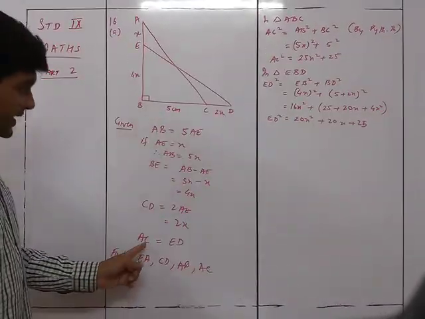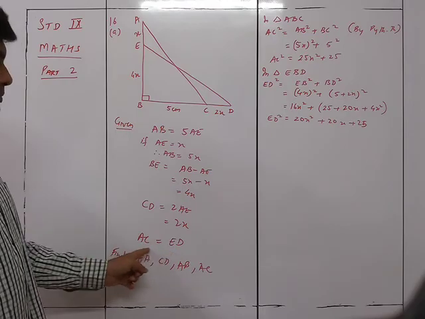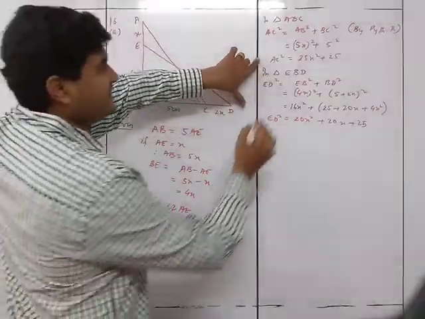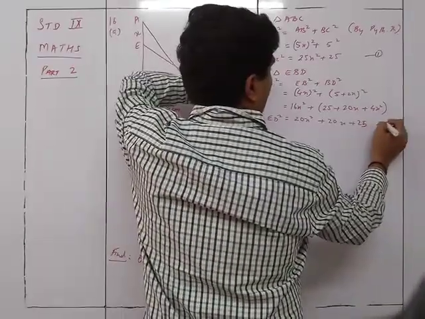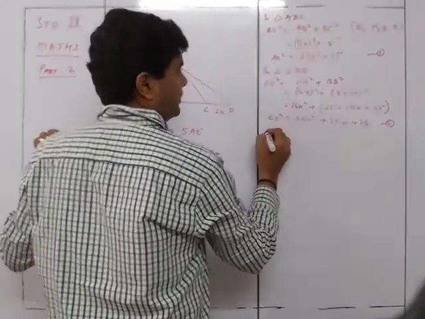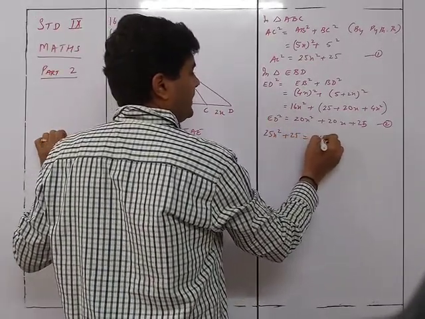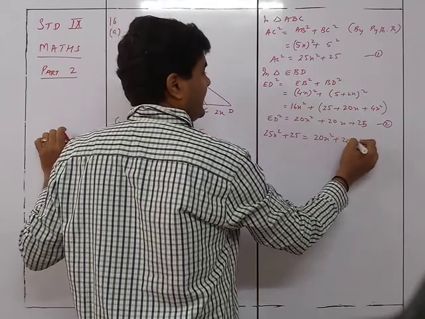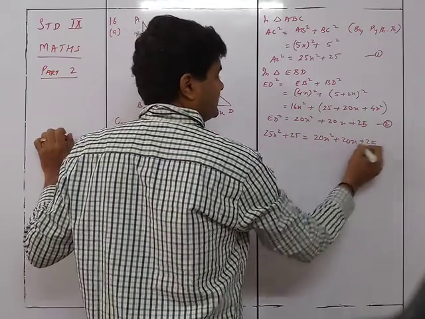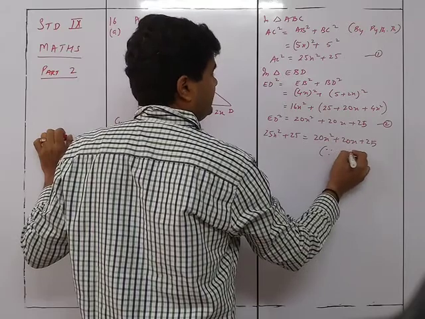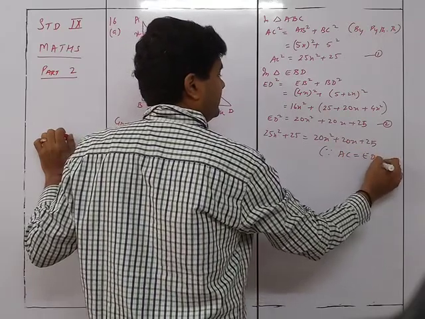But it is given that AC and ED are the same. So this and this are the same. So 1 and 2 will tell me that 25x square plus 25 is equal to 20x square plus 20x plus 25, since AC is equal to ED, given.